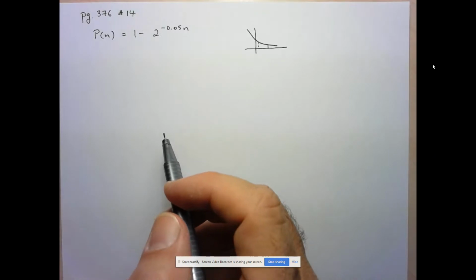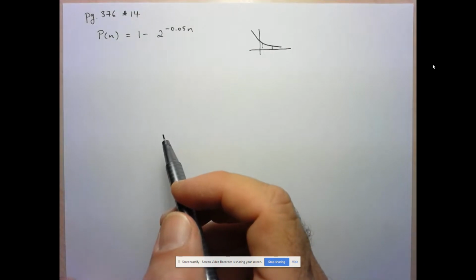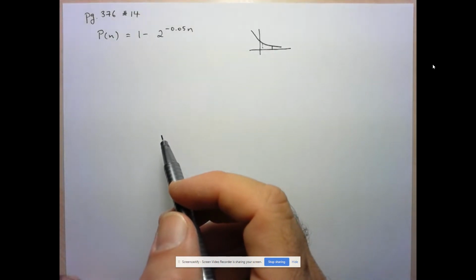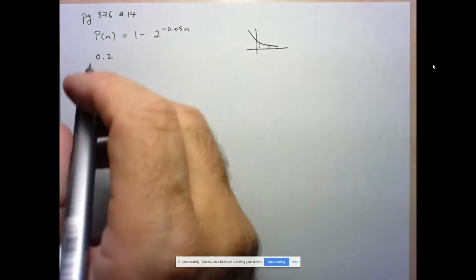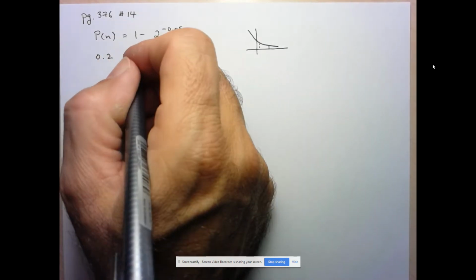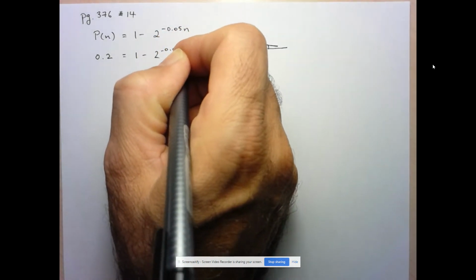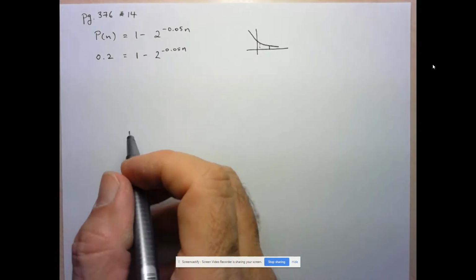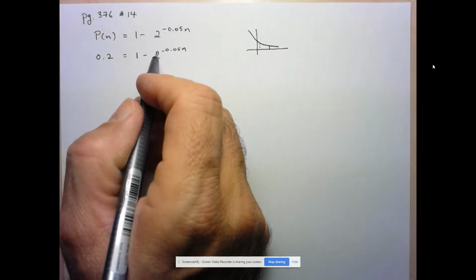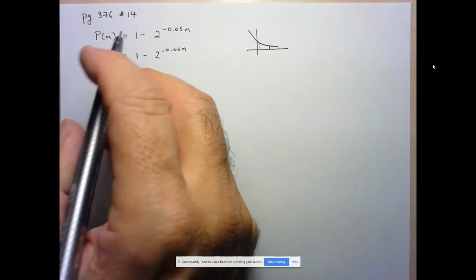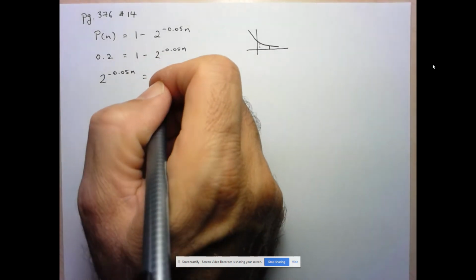So what they want to know is, when is it going to start being greater than 20%? I guess the thing to do is to determine when it's going to be exactly equal to 20%. So 0.2, and from there, anytime afterwards, more than 20% will have been exposed to the ad. So 1 minus 2 to the negative 0.05 n equals 0.2, and it comes down to solving this exponential equation. Just to make things easier, I'll bring this expression to the other side, so it'll have a positive coefficient. So 2 to the negative 0.05 n equals 1 minus 0.2, which is 0.8.